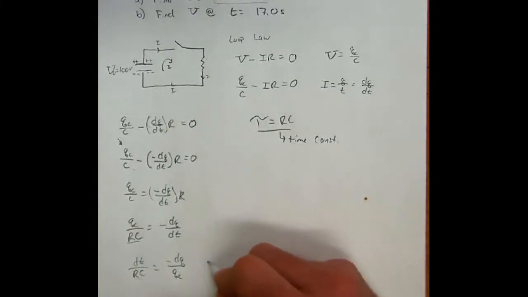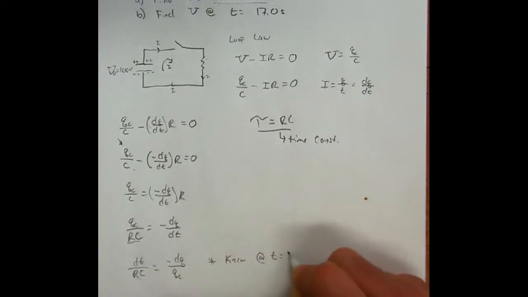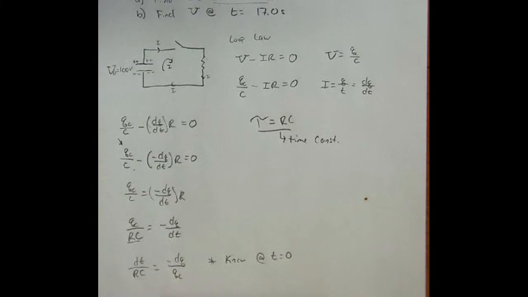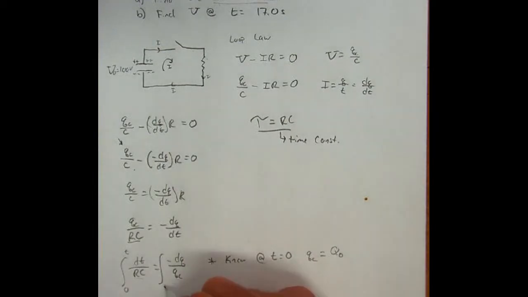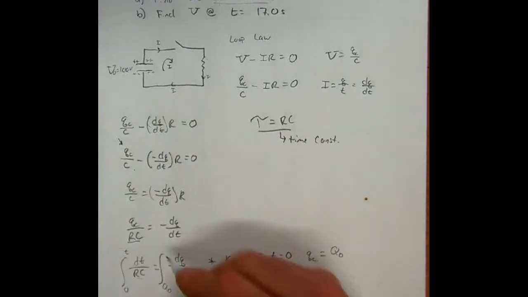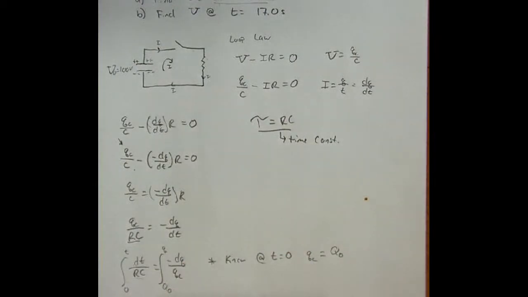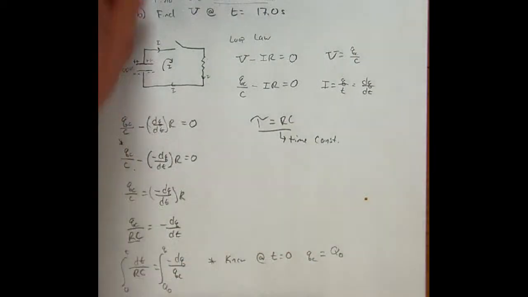We know that at my starting point, at time t equals 0, what I'm calling my charge of my capacitor was just my initial charge, right? So now to get my time constant to itself, this is something we've done before, I take the integral of both sides. I'm going from 0 to t over here. I'm going to integrate on this side from my initial value, q naught, to my varying q. I know q changes with time.